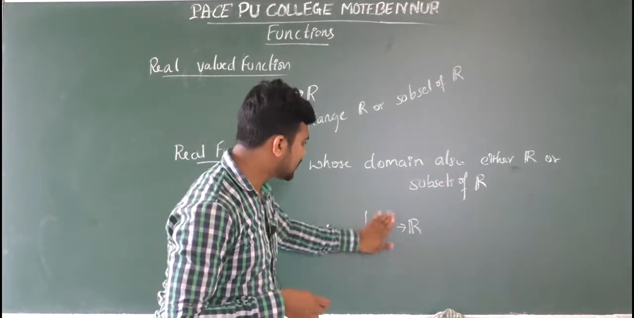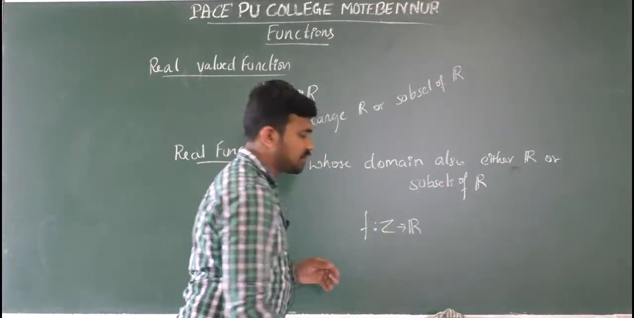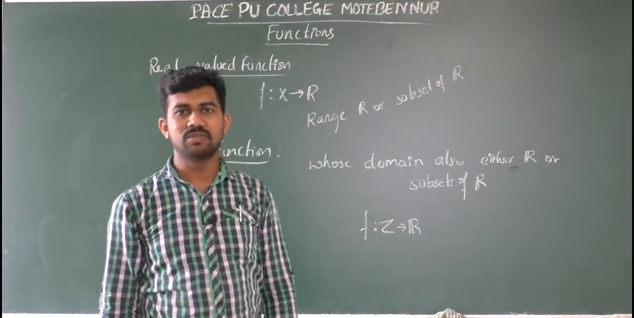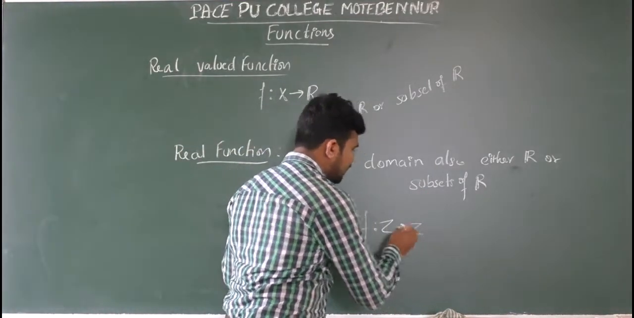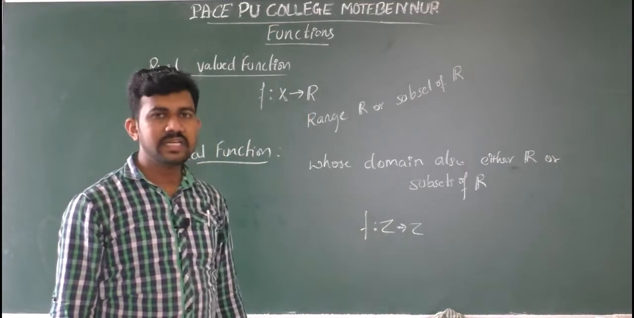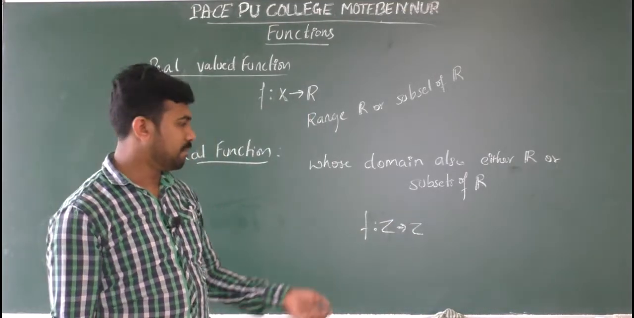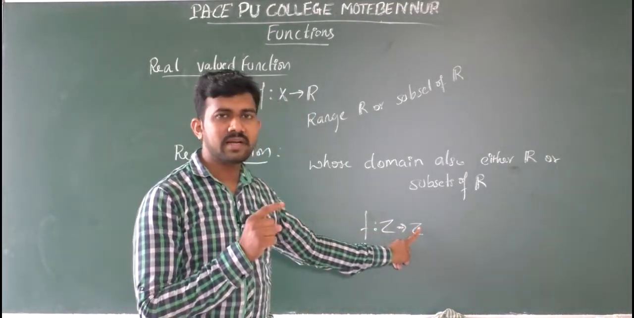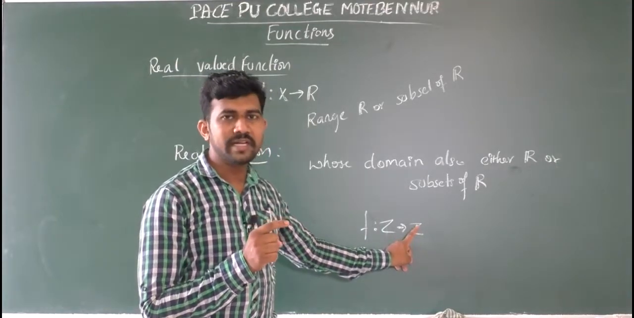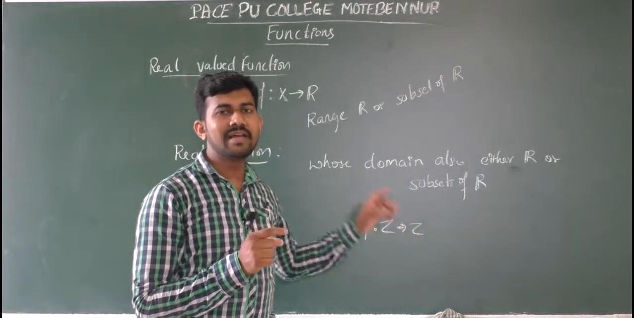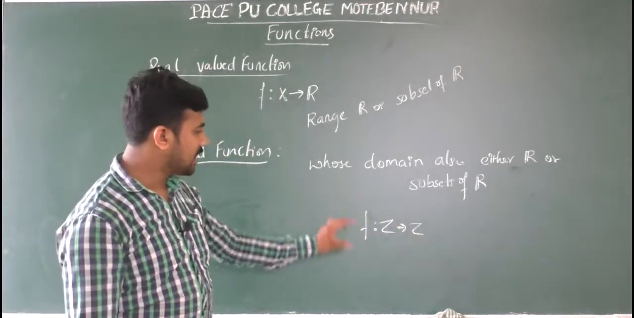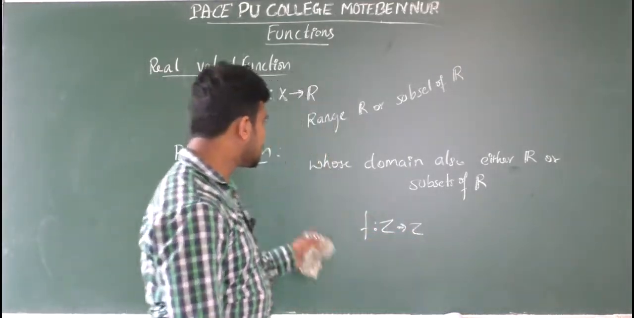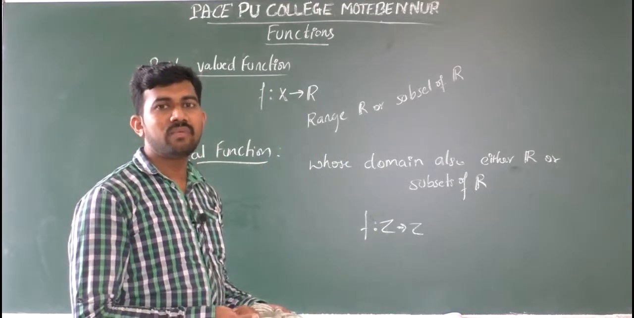Or if you consider any subset of real numbers like Z to R, clearly it is a real function. And also Z to Z is a real function, because the domain is integers, which is a subset of real numbers. And the range is a subset of the codomain. Here the codomain is integers, so clearly the range is also a subset of integers. Likewise we can say a function is a real function or a real valued function.